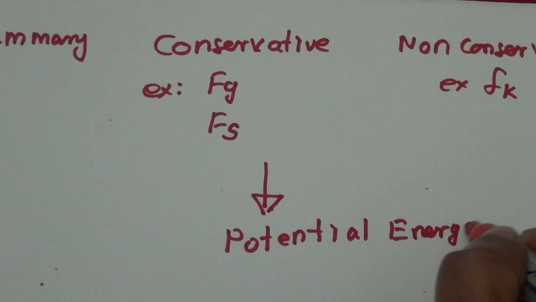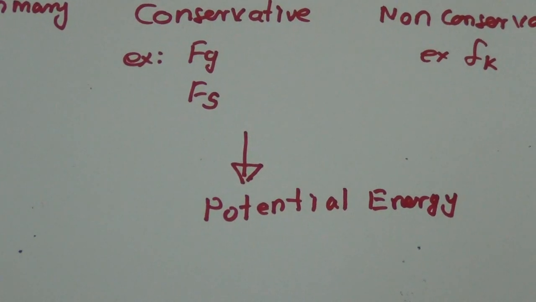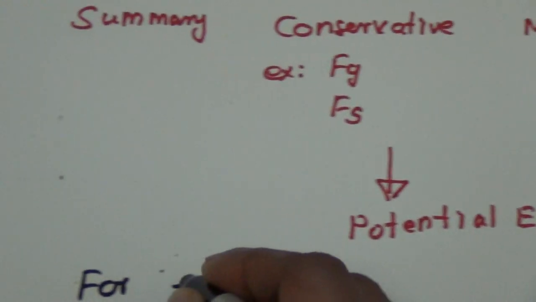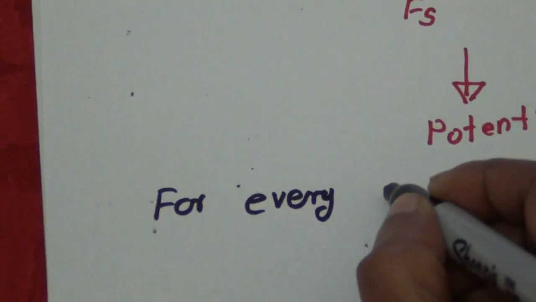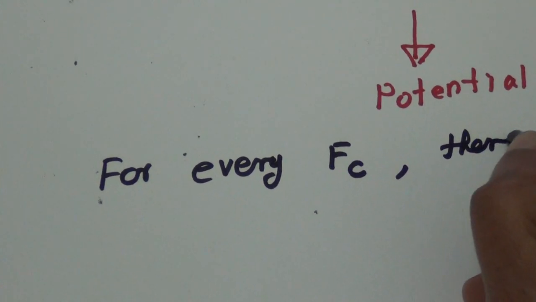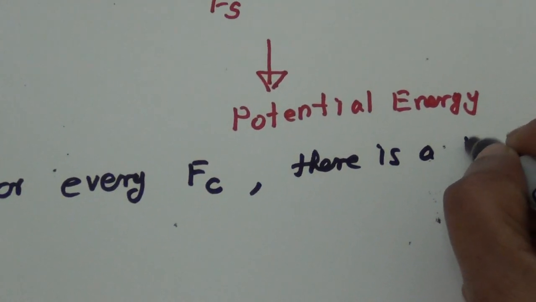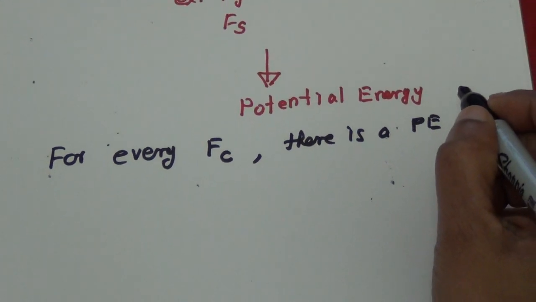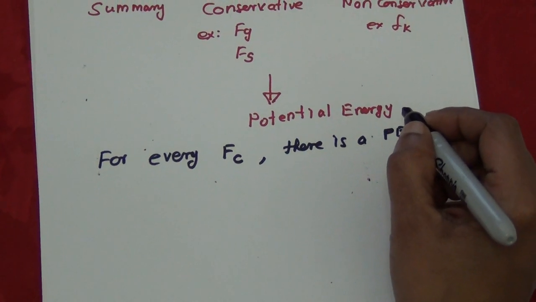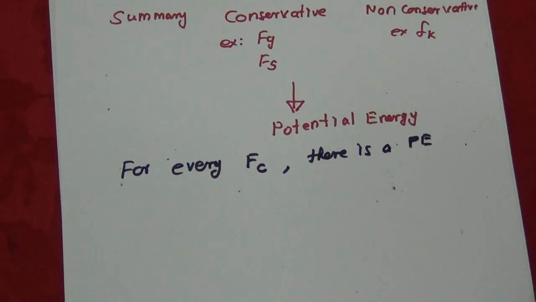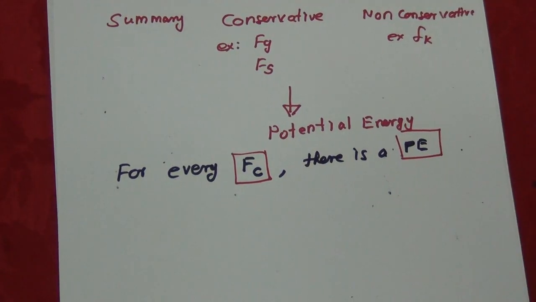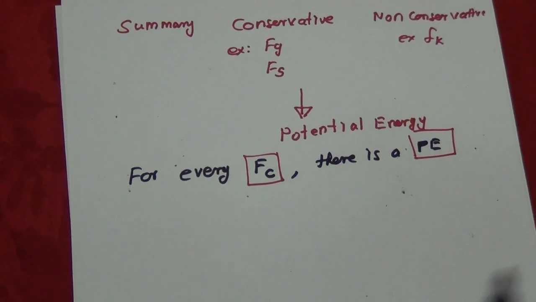So you will find why I defined all these things, because for every conservative force there is a potential energy, or for every conservative force you can find a potential energy function, right? So if there is a conservative force, a corresponding potential energy would be there, right?